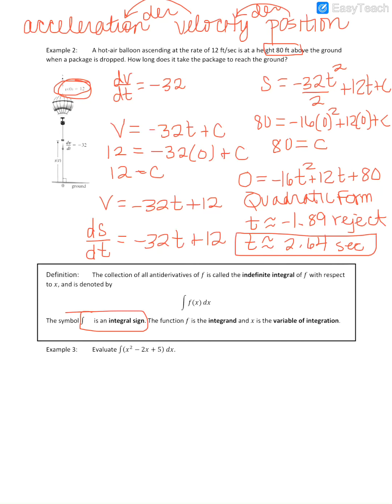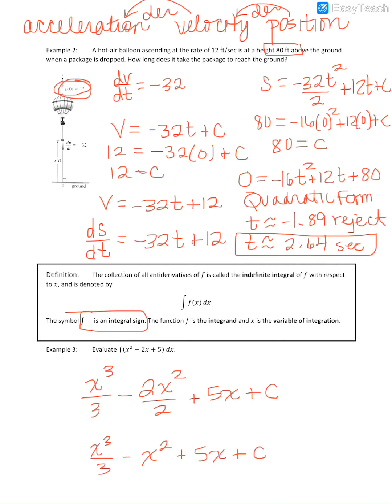Okay, so let's try number 3. We're going to do an integral. It's exactly what we did yesterday. It's just a different word for it. We're calling it an integral instead of an antiderivative. It's the same thing. So let's go ahead and do our integral here. Remember, we add 1 to our exponent and we divide by the new exponent that we have. Next we have 2x squared over 2 and 5x plus c. We want to cancel the 2's, so the final answer would be x cubed over 3. You could write it as 1/3 x cubed if you wanted, minus x squared plus 5x plus c.